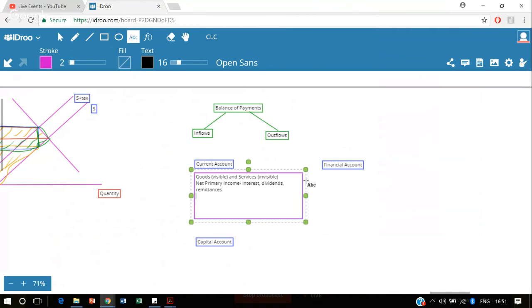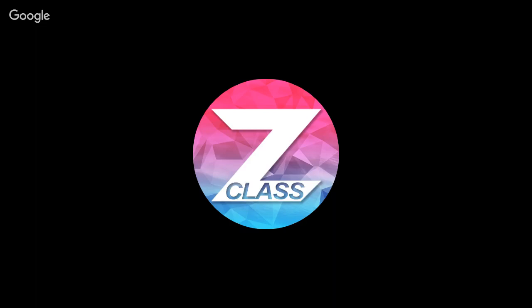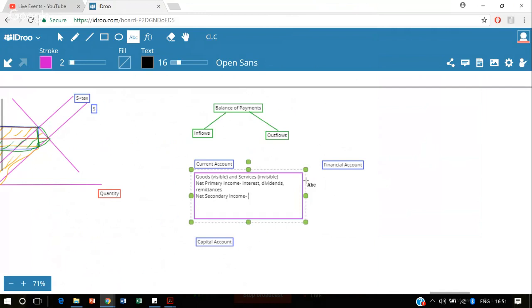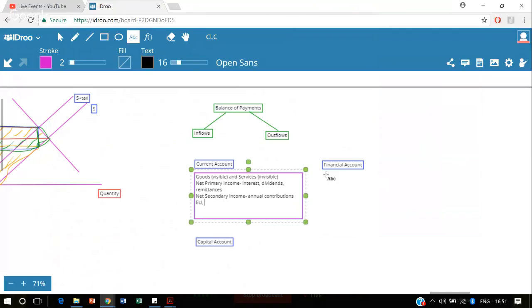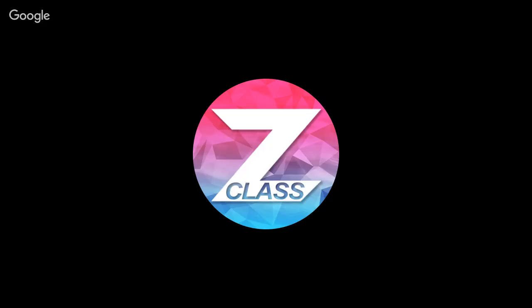And also net secondary income. Any idea what that might be to do with? I do not know. So this is what the government does basically. So this is annual contributions to the EU. You know how the UK contributes a lot to the EU budget. Including things like aid overseas, development aid.